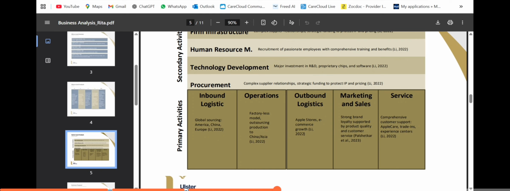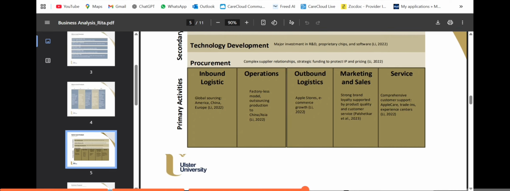for procurement, Apple has complex supply relationships, especially with what is happening with the political factors that are affecting them now, and everybody is trying to re-strategize and see other ways to procure what they need. For inbound logistics, Apple sources worldwide from America, China, Europe. Their operation is factoryless. When it comes to outbound, Apple uses Apple stores and a lot of e-commerce.